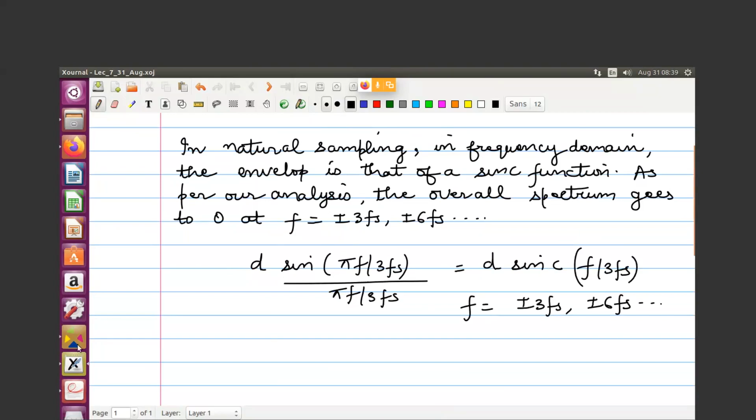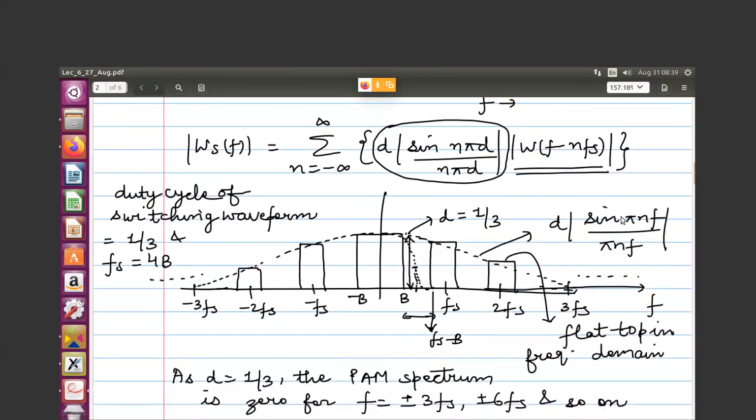Instead, what we wrote that day was that this envelope is like the sine of pi n f upon pi n f. Okay, which I feel is not right, because there is no role of n here, because you are drawing the envelope. So n has nothing to do with it. So I think this is a mistake in the textbook.